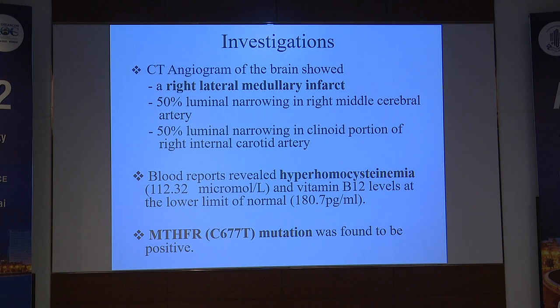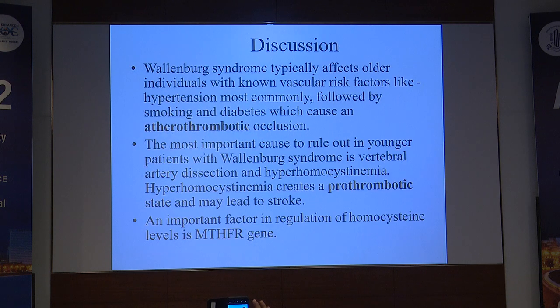His CT angiogram of the brain showed a right lateral medullary infarct. Blood reports revealed hyperhomocystinemia and vitamin B12 levels at the lower limit of normal. MTHFR mutation was found to be positive in this patient. So, Wallenberg syndrome typically affects older individuals with known vascular risk factors like hypertension most commonly, followed by smoking and diabetes, which causes an atherothrombotic occlusion. The most important cause to rule out in younger patients with Wallenberg syndrome is a vertebral artery dissection and hyperhomocystinemia.